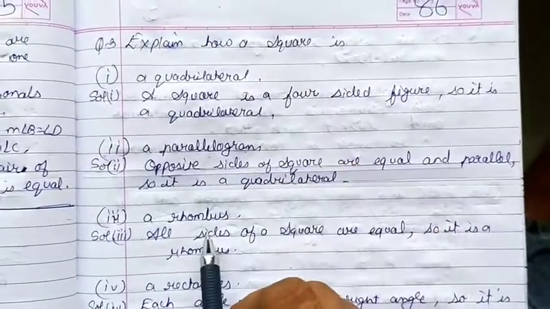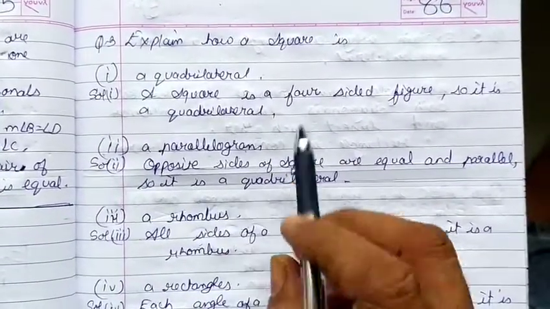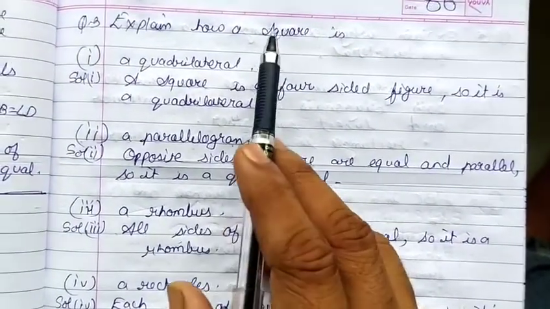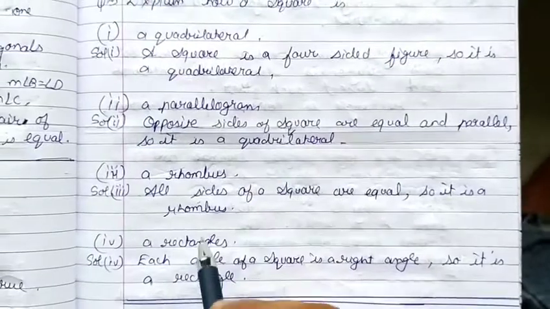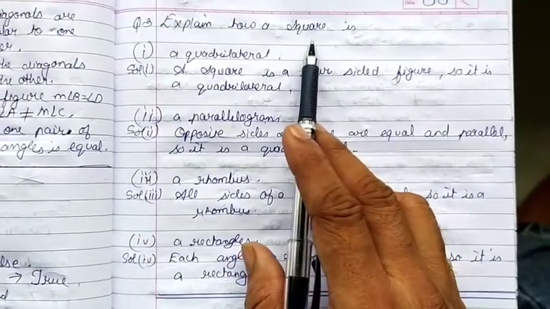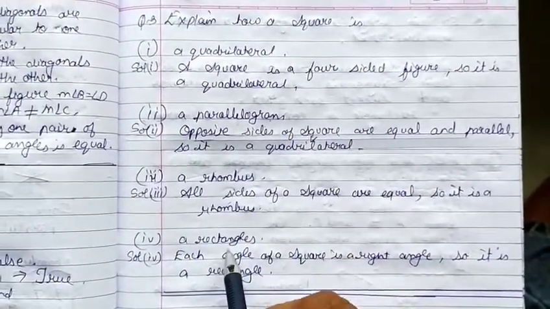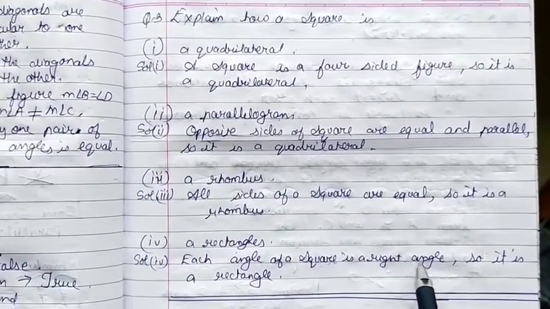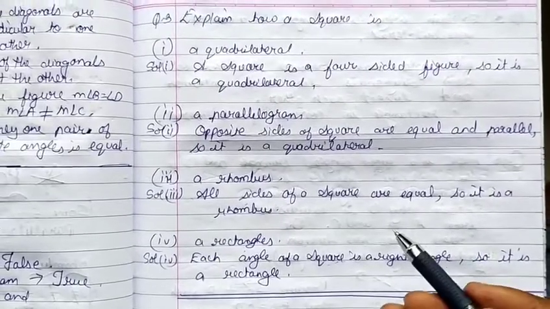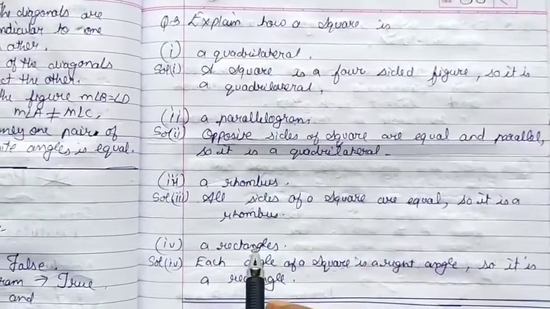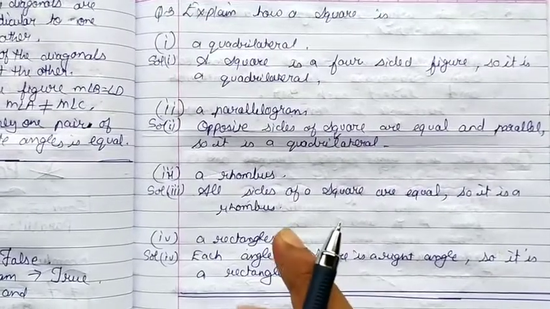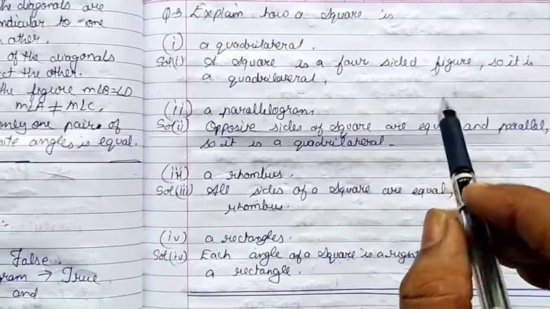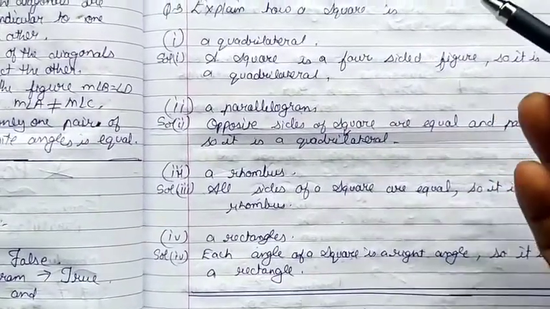How is a square a rhombus? A square can be a rhombus, but a rhombus cannot be a square, because all the properties of a square are there in a rhombus, but the properties of a rhombus are not there in a square. Then how is a square a rectangle? Because all the properties, opposite sides equal and opposite angles equal, are there in a rectangle, and each angle of a square is a right angle, so it is a rectangle also. But we cannot say that a rectangle is a square, because in a rectangle only the lengths of opposite sides are equal, and in a square all sides are equal. So a square can be a rectangle, but a rectangle cannot be a square.